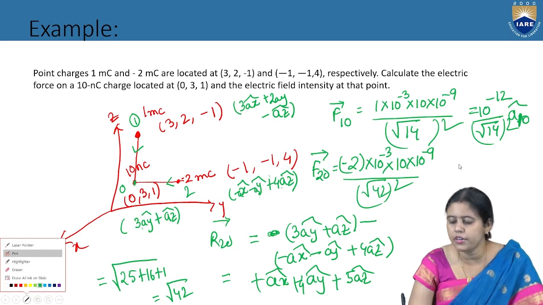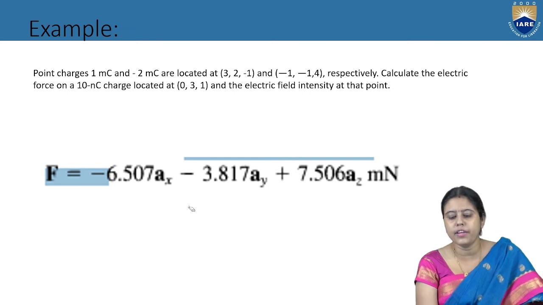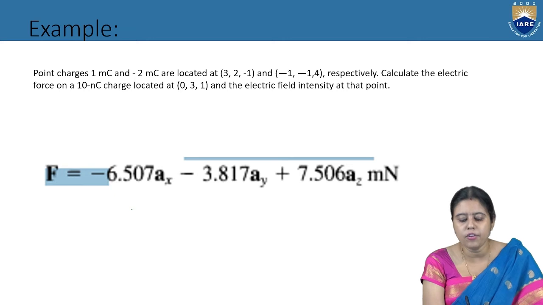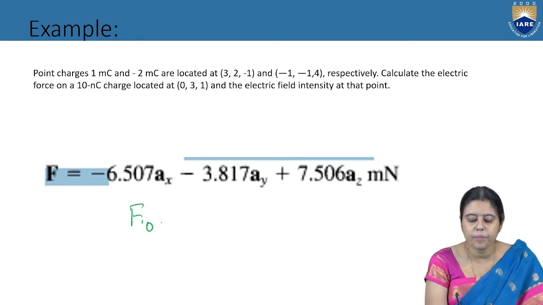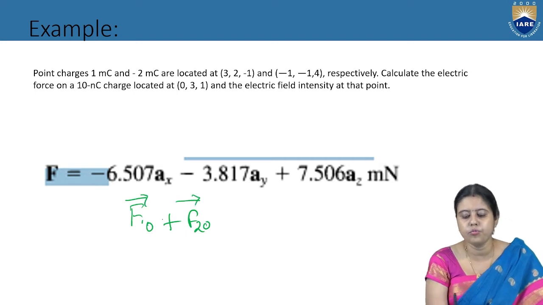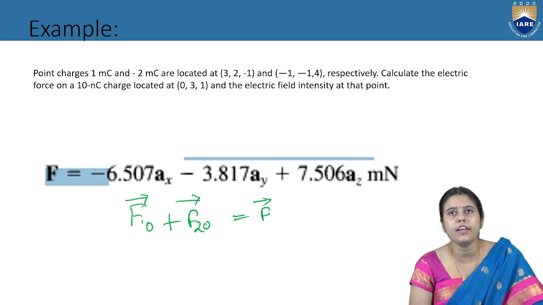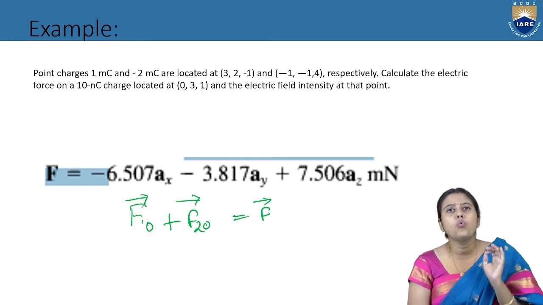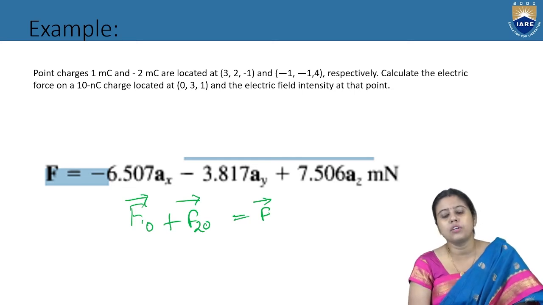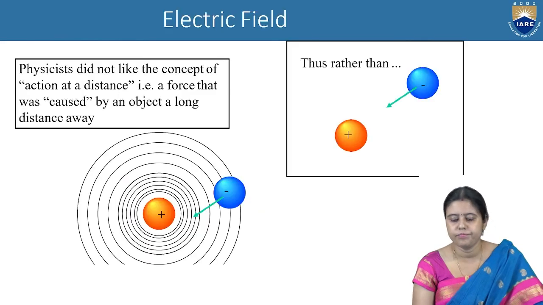And the unit is... So if we put the value, we will get the force value like this. What is the force value? F10 plus F20 is equal to total force. So this is the one very important example. We have to calculate the force individually, and the total force is the summation of the individual force.